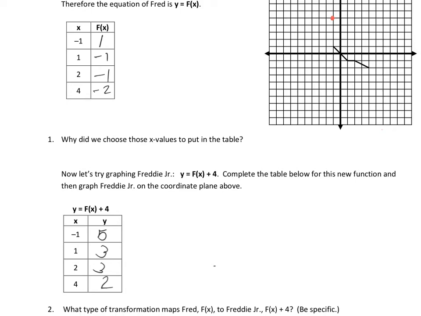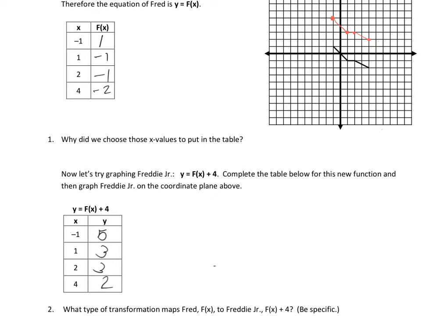Okay, next one is 1, 3. So right 1, up 1, 2, 3. Next is 2, 3. So right 2, up 3. And then finally, right 4, up 2. And you can see that it's actually the same exact graph. We've just slid it up, or shifted it up, 4 units. So the entire graph is the same, but we just moved it up 4.